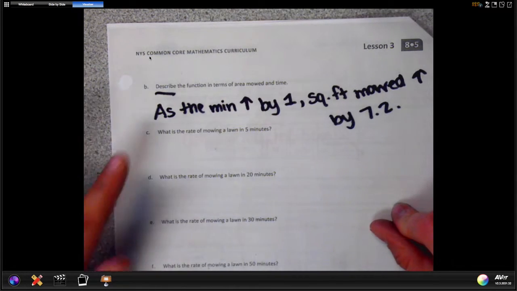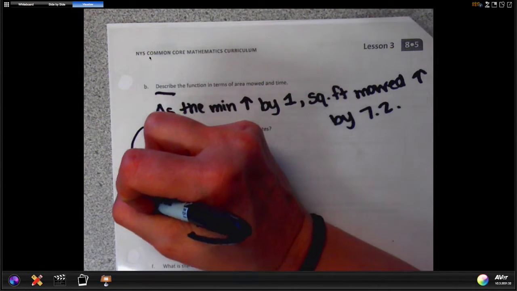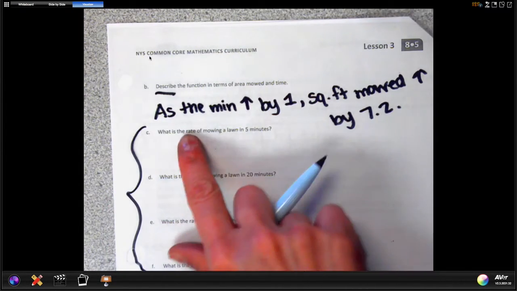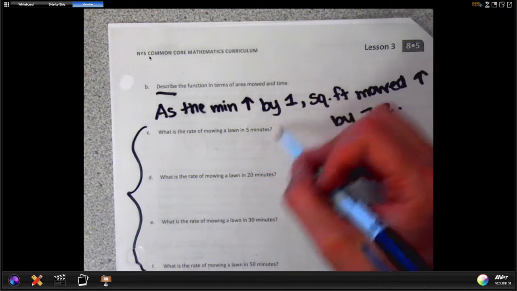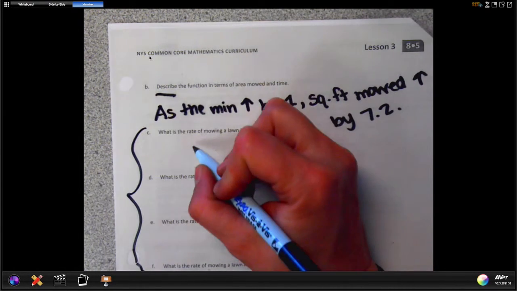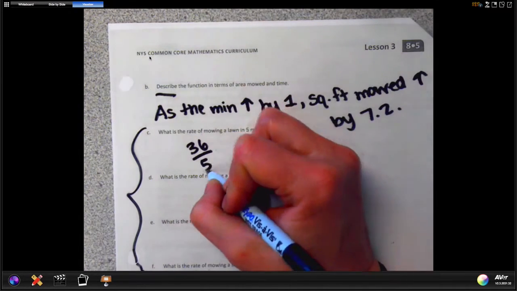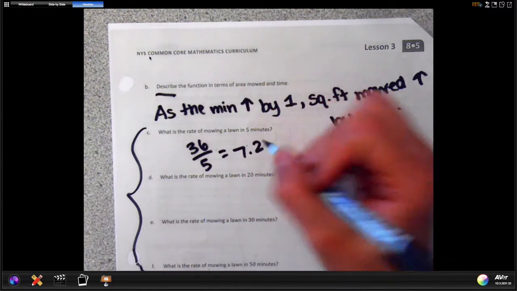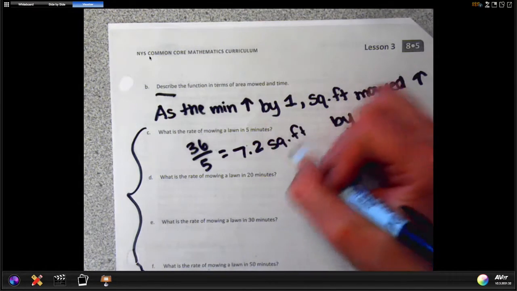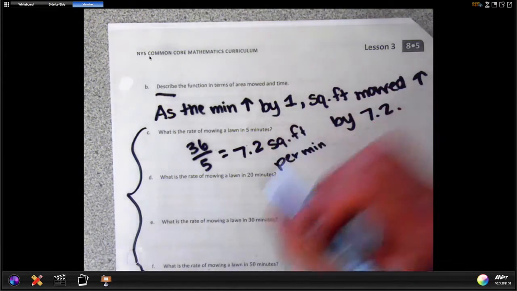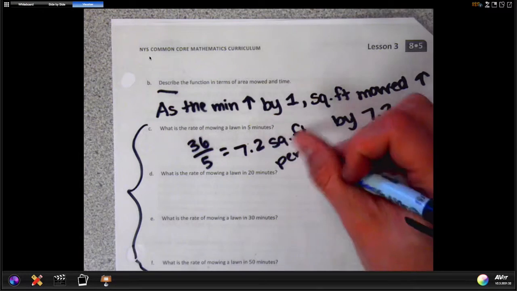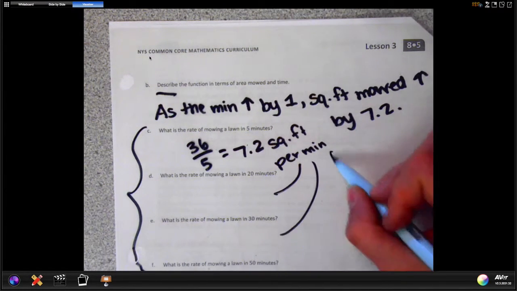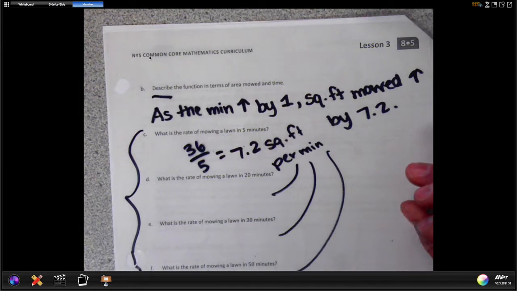Now C, D, E, and F we actually already answered. It asks, what's the rate of mowing a lawn in 5 minutes? That's what we figured out when we did our division. If you look at the chart before, in 5 minutes we mowed 36 square feet. So we did 36 divided by 5, and we got 7.2 square feet per minute. Then we did it again for 20 and 30 and 50, and each time we got 7.2 square feet per minute. That's the same answer here, here, and here. We just divided the different numbers to get that.